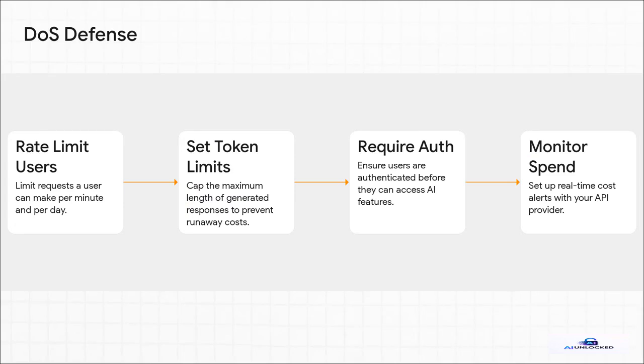Thankfully, the defenses here are pretty straightforward. You gotta implement strict rate limiting for each user. Put a hard cap on the number of tokens, those are the little pieces of words the model processes, that can be generated in a single go. And this is critical. Set up real-time spending alerts with your API provider so you know the second anything looks fishy.